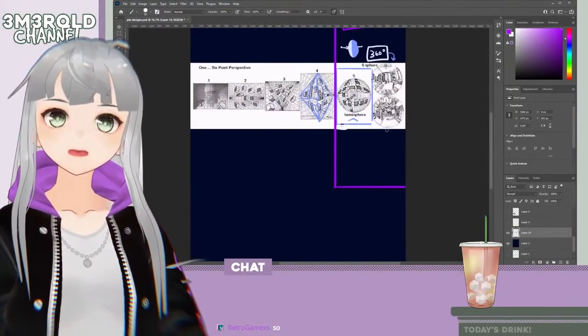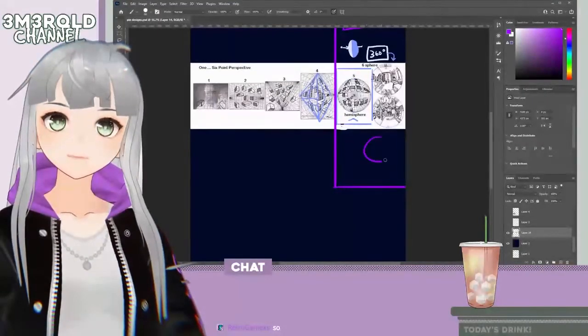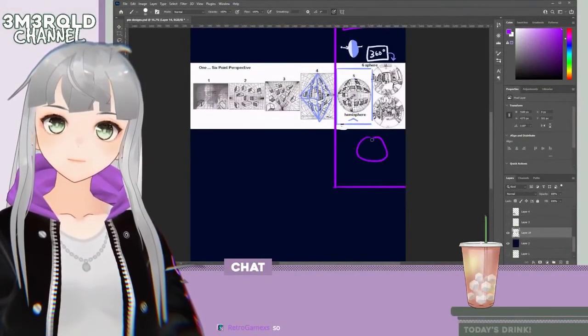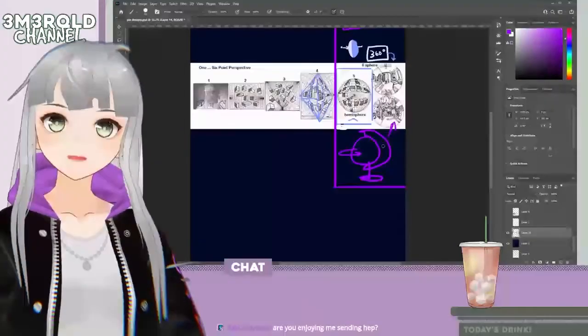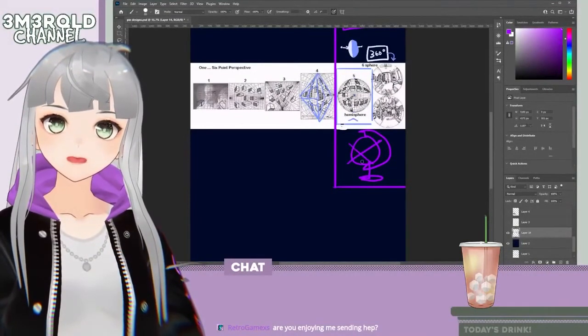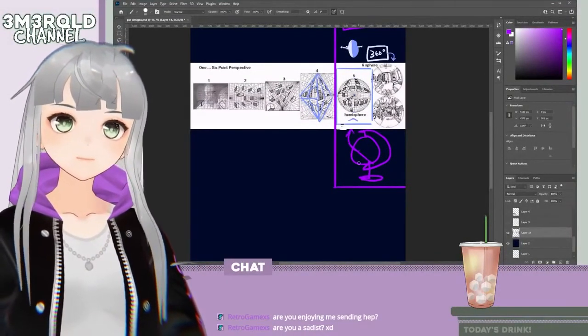So the sphere they're talking about here, think of it basically as a globe. You know, like one of those globes you use for social studies? And you can spin it? That's what this is.